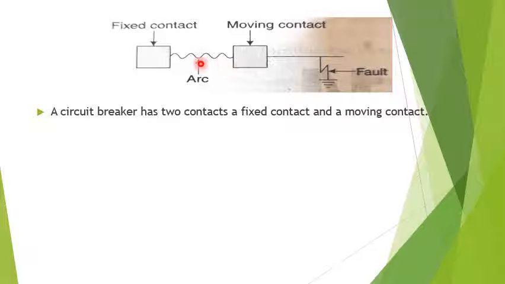Under normal conditions, the contacts remain in a closed position. When the circuit breaker is required to isolate the faulty part, the moving contact moves away from the fixed contact to interrupt the circuit. On the separation of these two contacts, an arc is formed between them and the current continues to flow from one contact to the other through the arc. But still the arc is not yet extinguished or quenched.